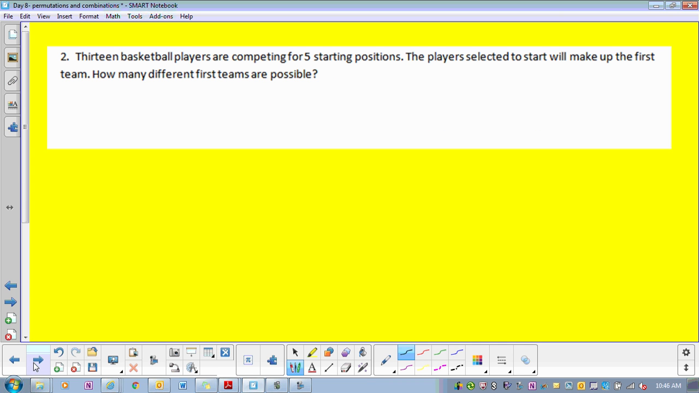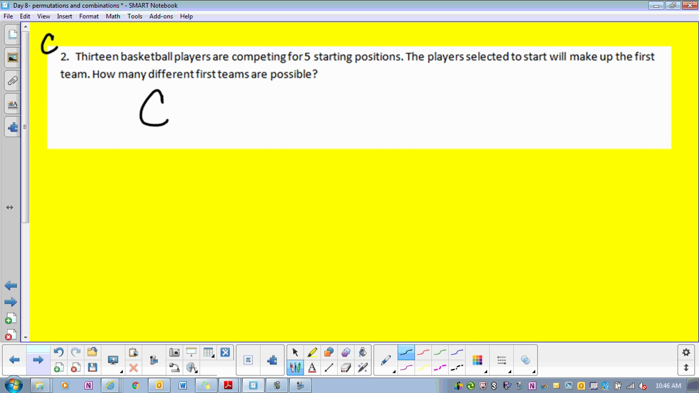Now, look at this one. 13 basketball players are competing for 5 starting positions. The players selected to start will make up the first team. So how many different first teams are possible? All right, let's think about this, okay? Is this combination? Yes. Does the order matter? No, because the 5 people that I choose for the starting lineup, don't they all go out and play at the same time? Yeah, so it doesn't matter who I choose first. So this is a C because the order doesn't matter.